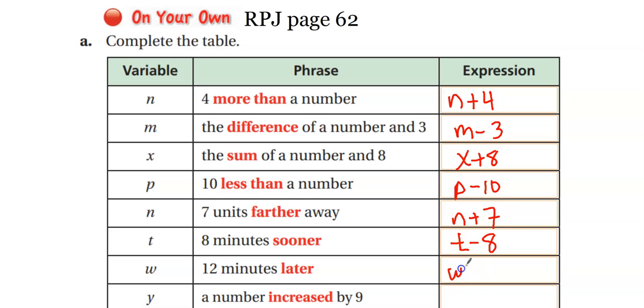12 minutes later is w plus 12, and a number increased by 9 is you start with a number and you add 9 to it. Okay, now I'm going to point out a few things.